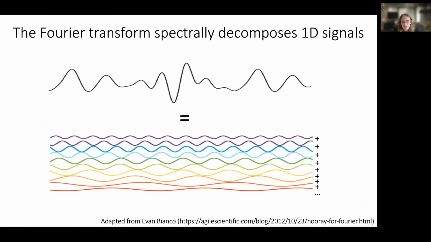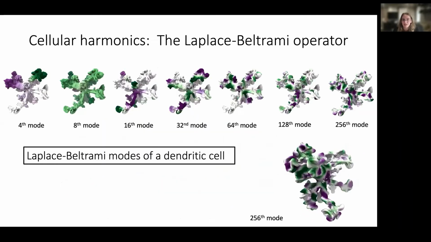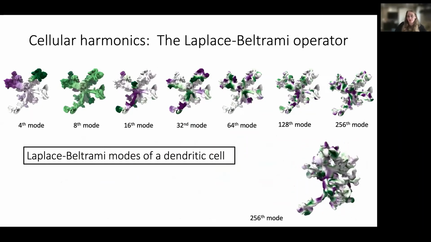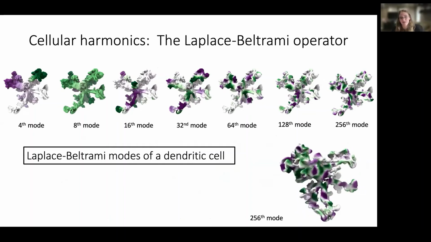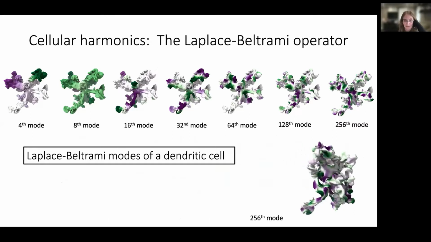So if you gave me a 1D signal, the simplest way I could measure the spatial scales of organization would be to do a Fourier transform, right? Likewise, if we have spheres, the simplest thing you can do is arguably to decompose data via the spherical harmonics, okay? And it turns out there is relevant math like that for cells. It's called the Laplace-Beltrami operator. So we can decompose signaling on the surface of a cell via this Laplace-Beltrami operator.